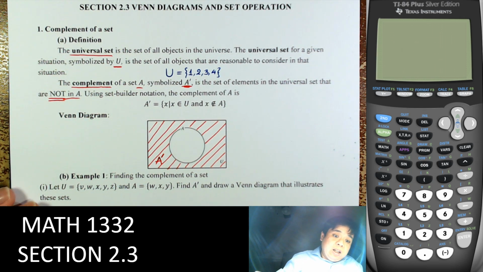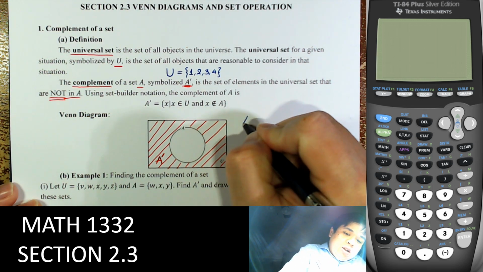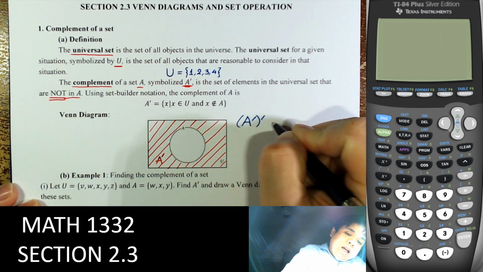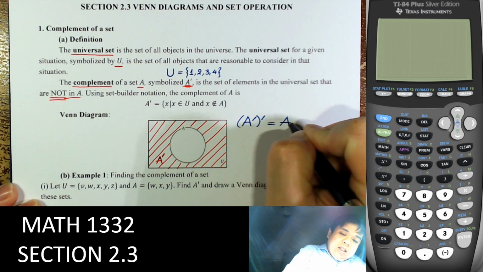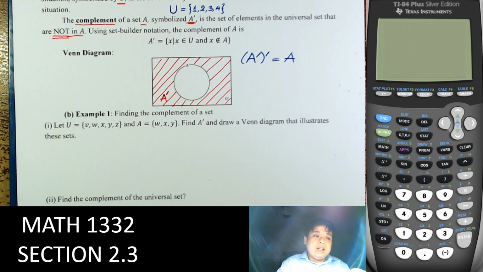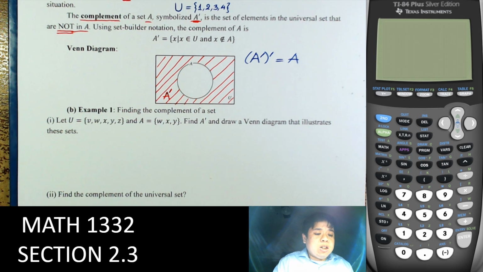Something not in A. And we have this obvious result: if it's not in A, and then we take the complement again, that will get back to A. So the complement of A means not in A, but of course it has to be in the universal set. Right. Let's look at some examples.